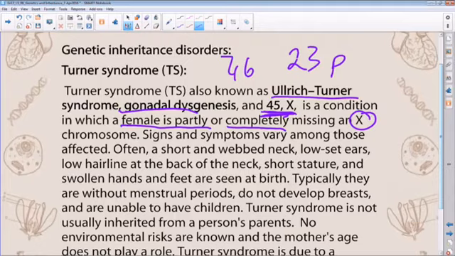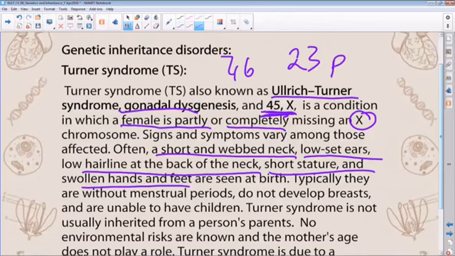It's often a short, webbed neck, low-set ears, a low hairline at the back of the neck, and short stature. And no, I know I'm short, but it's not me, okay? Next one is swollen hands and feet, and this is seen straight at birth, so they can notice this at birth already, right?